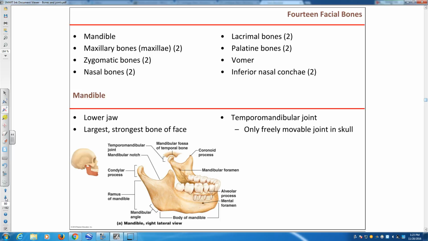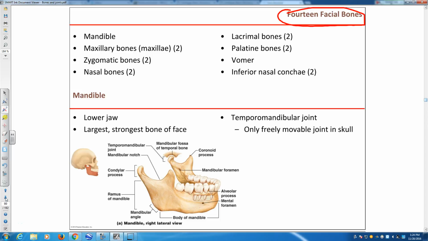So, facial bones, there are 14 of them, and again, you may react, oh God, 14, how am I supposed to know them? Most of them are paired, and others are very simple to memorize. The first, the mandible, the lower jaw. Yeah, this guy has a problem with TMJ. So, mandible.